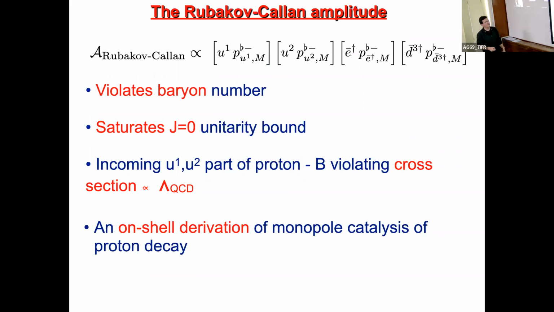It is a unitarity bound, so you can actually even calculate, or estimate the coefficient of it, and it's going to be given by lambda cubed. So this is a very large baryon number violating cross section. Okay, so we could say this is sort of an on-shell way of seeing the Rubakov-Callan effect.